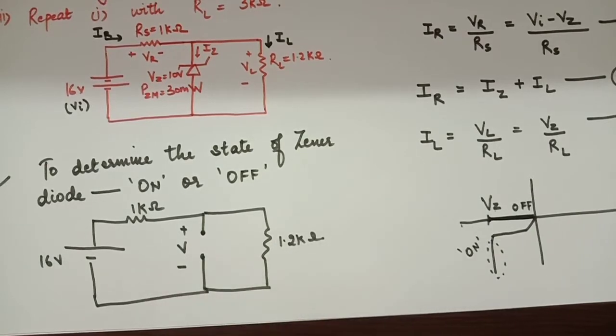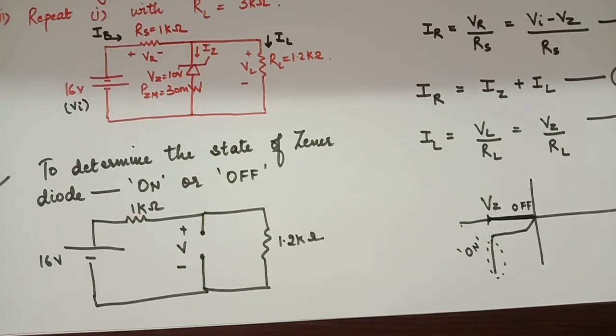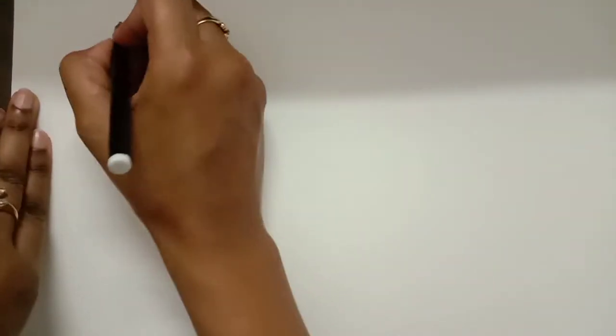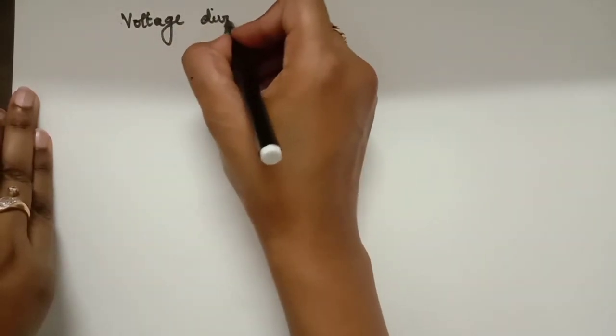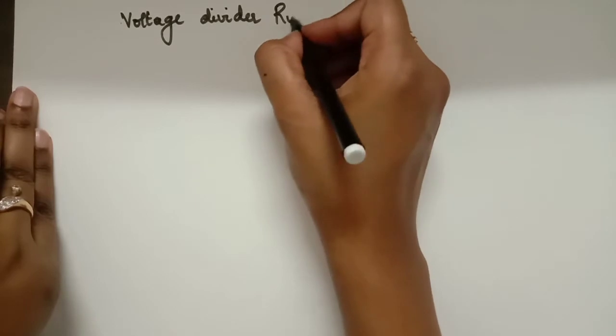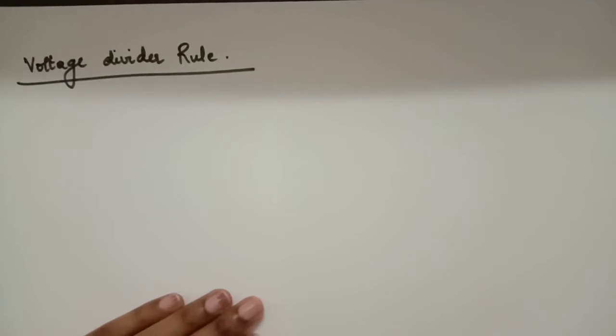And we will calculate this voltage V. So how will we calculate it? Now one thing, again, we need to note down: whenever a numerical comes on a Zener diode network, we always have to start from the voltage divider rule. So first of all, what is the strategy to solve?